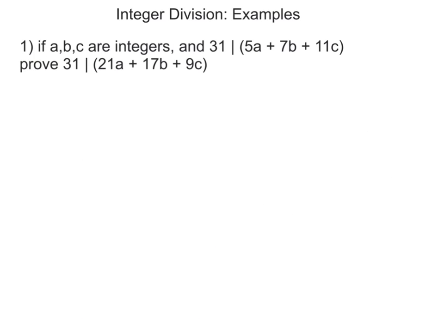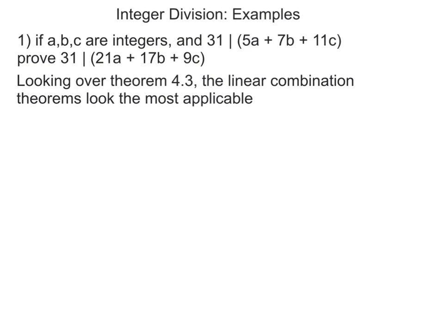Another example from your book: if a, b, and c are integers and 31 divides 5a plus 7b plus 11c, prove that 31 divides 21a plus 17b plus 9c. When trying to figure out where to start, we can look at what we have so far. We've covered the definition of divisibility, and we've covered theorem 4.3. So we'll look at theorem 4.3.